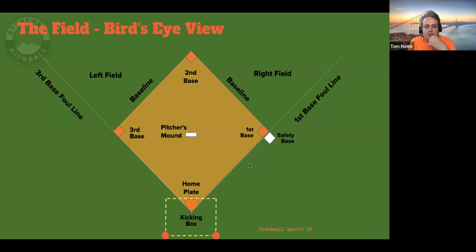Any questions or things that I missed from those of you with a little bit more kickball experience regarding the outline of the field and the format of the game?